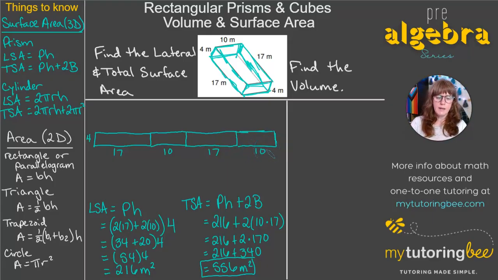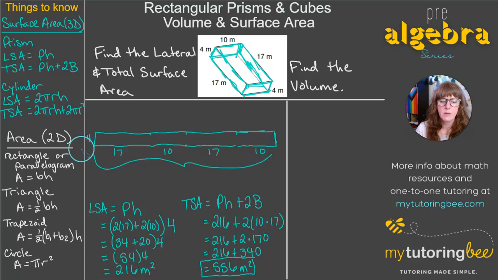Okay. So now if we imagine all of these little lines gone, and we've got the sides of this box flattened out, what have we made? We've made just one long rectangle, right? So we've made a rectangle that is the perimeter of this base shape long, right? So 17 plus 10 plus 17 plus 10, which we found out down here gave us 54, right? So this whole long rectangle is 54 meters long. And then we multiplied that 54 meters times the height, which was 4. So that's where that lateral surface area formula comes from.